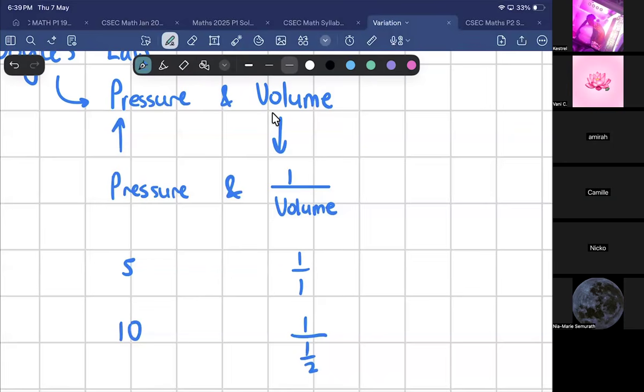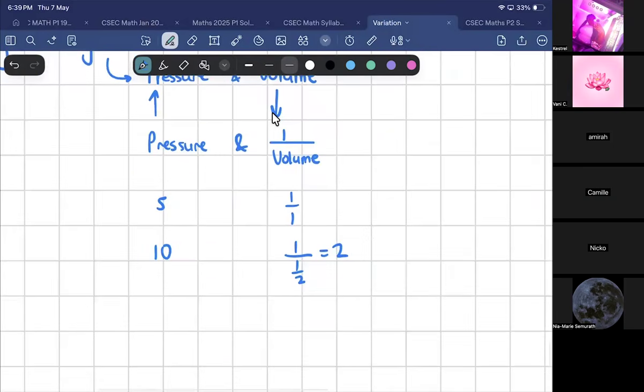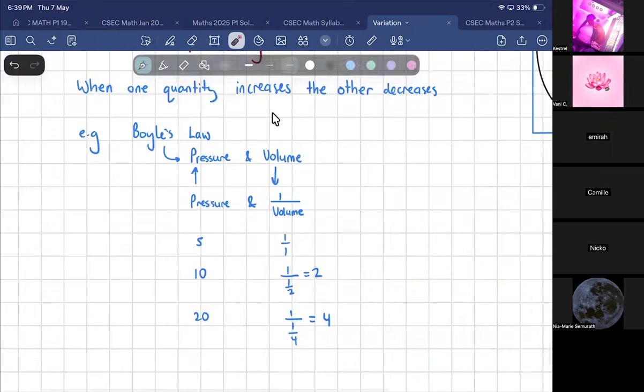Can I hear anybody? That would be 2. 1 over a half is 2. It would be 2, sir. Alright, let me just say about 20 now. Let me just say it into 1 over a quarter. That would be what? What's 1 over a quarter? 4, sir.